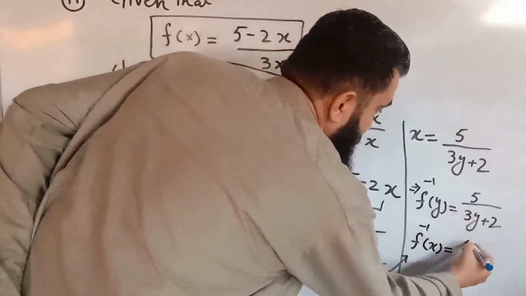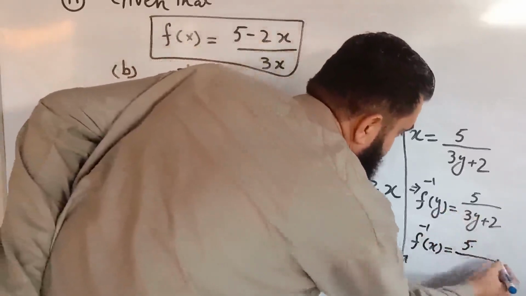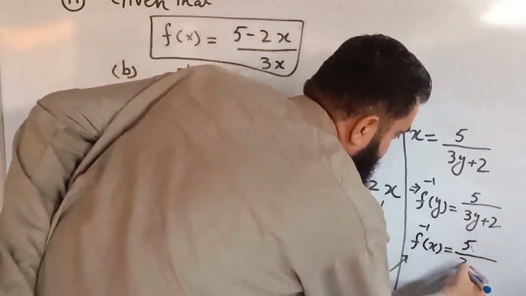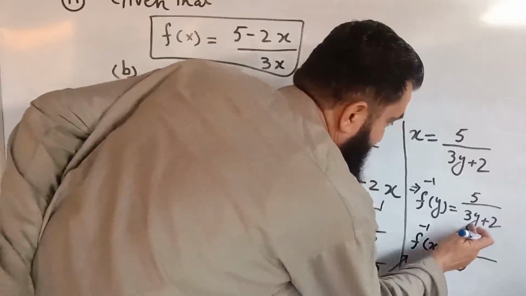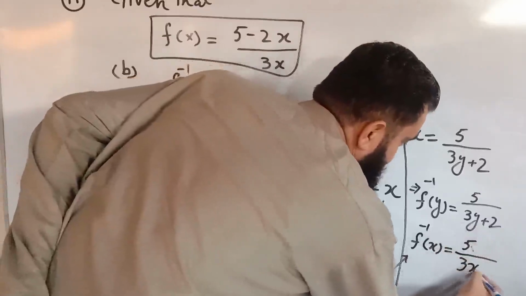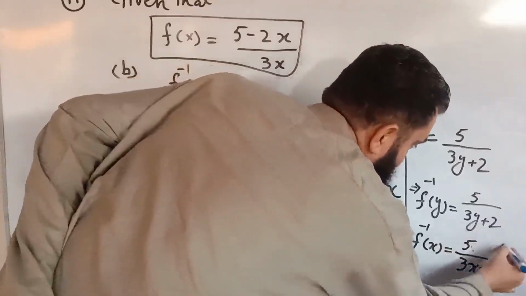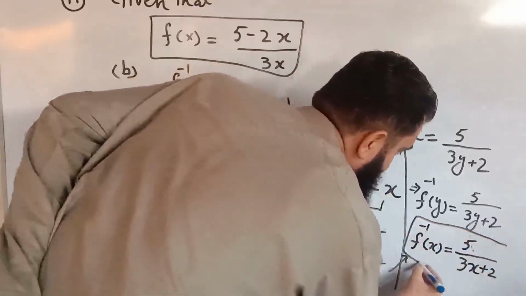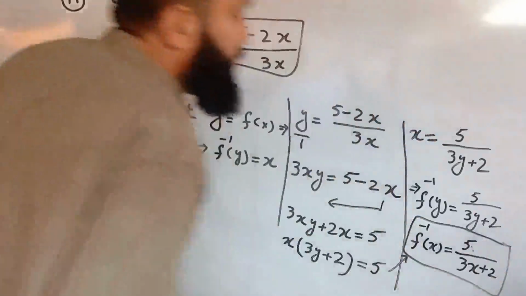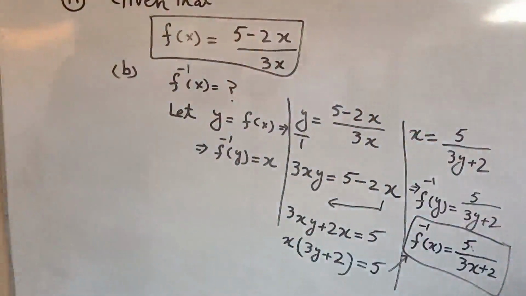So this will become 5 over 3, replace y with x. So it will become 3x plus 2. This is your answer. So f inverse of x will be equal to 5 over 3x plus 2. So this is how you find the inverse of a function.